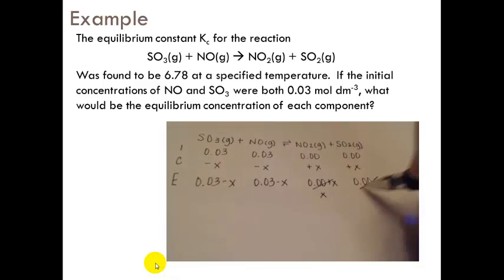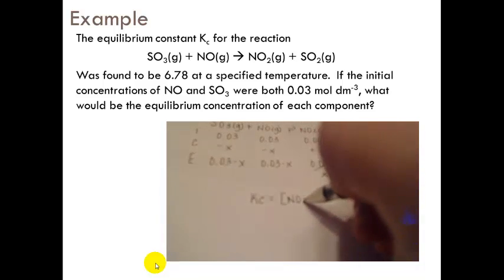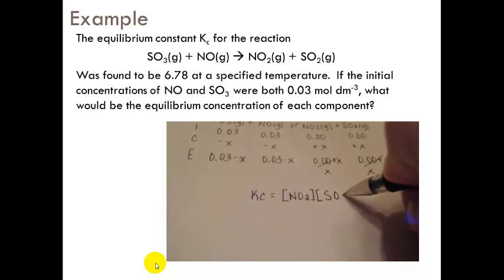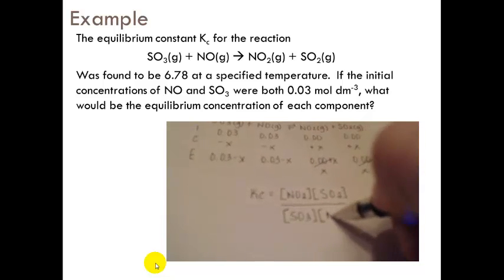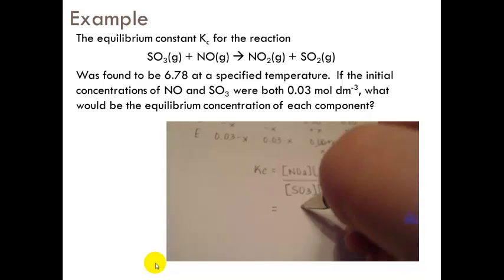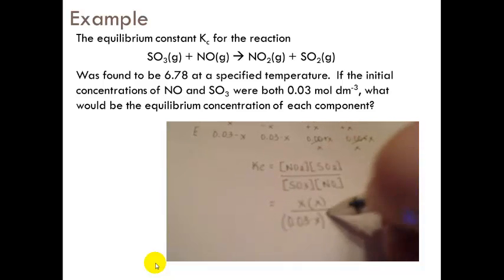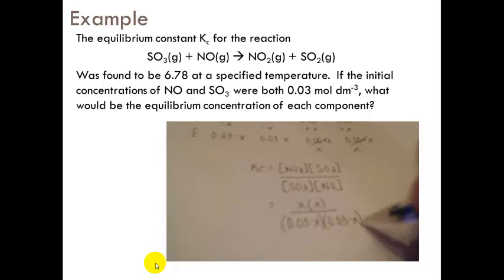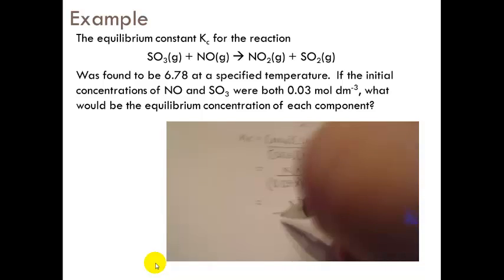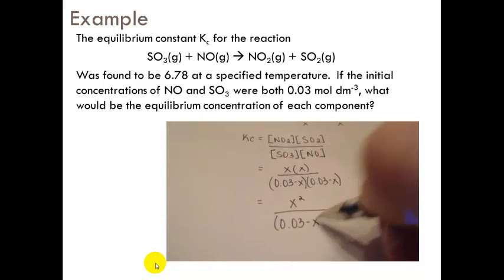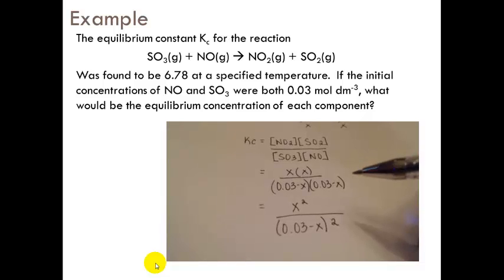Now what we can do is write our Kc. So Kc equals concentration of NO2 times the concentration of SO2 divided by the concentration of SO3 times the concentration of NO. And they give us Kc 6.78. So all we have to do now is sub in our equilibrium concentrations. Now, this problem becomes complicated because to solve for X, you'll see that what you would have to use is our special formula, the quadratic formula.